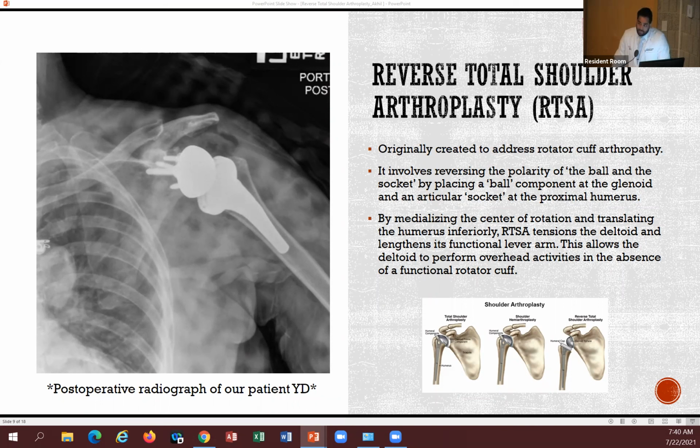And then in 2007, there were 10,000 reverse total shoulders performed. Then in 2012, that tripled to 30,000. In terms of the incidence of this procedure, there were 7.3 per 100,000 patients treated with reverse total shoulder in 2012, versus about 19 per 100,000 patients treated for this condition in 2017. So in 2017, there were about 63,000 procedures or so.